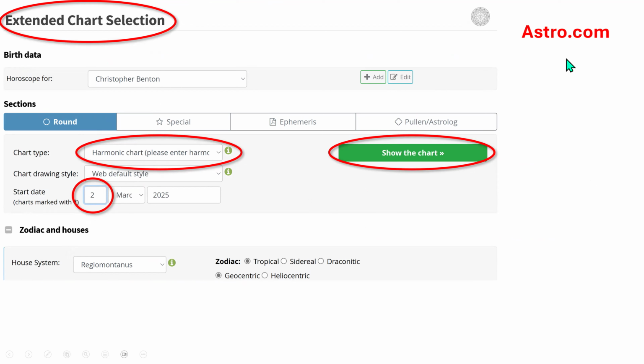If you don't have any software on your laptop or home computer, if you use something like astro.com, a free online service for charts, then you want to go to extended charts. Under chart type, you select harmonic chart, and over here where you would put in the date, that's where you put in the harmonic you want. So this would tell the program that I want the 2 harmonic for whatever my natal chart is. And then you click on show chart. So even if you don't have fancy software on your computer at home, you can go to astro.com and explore harmonic charts for free.